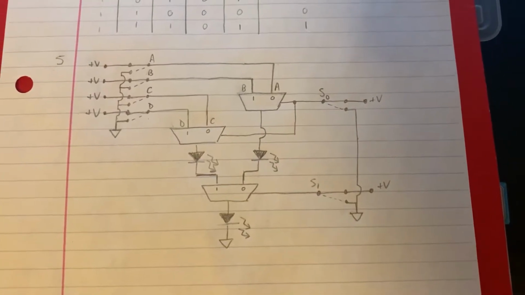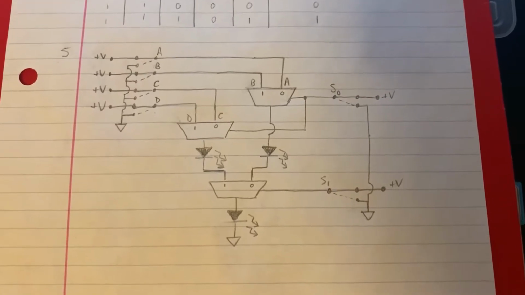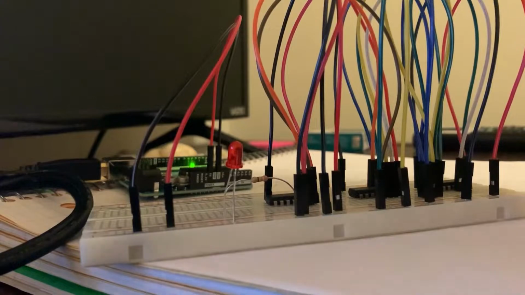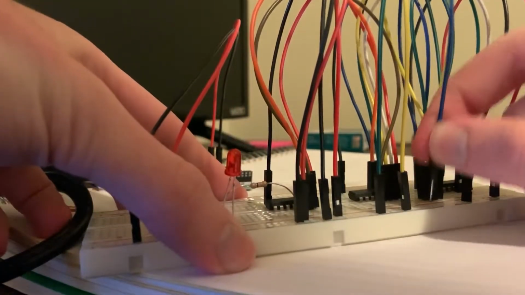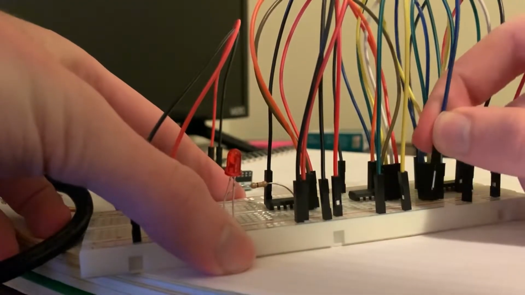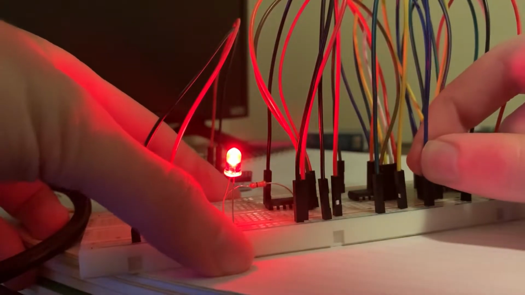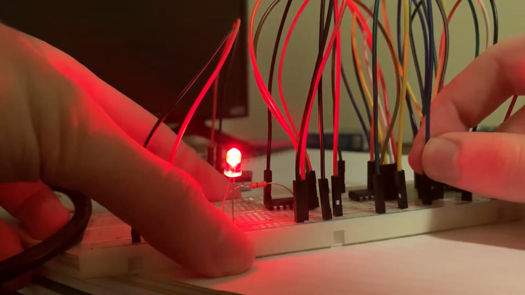Here is a 4-to-1 multiplexer using 3 2-to-1 multiplexers. Here's the manual multiplexer with S, A, and B. If you put B on, nothing changes. If you put A on, the light is on. If B is also on, it stays on.